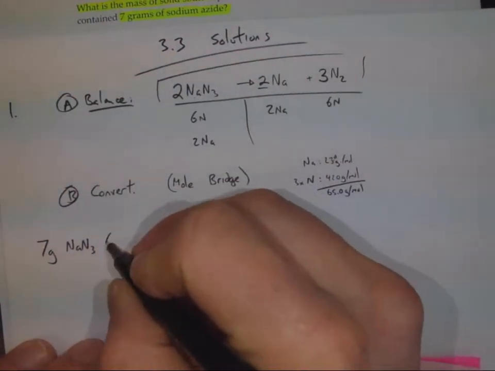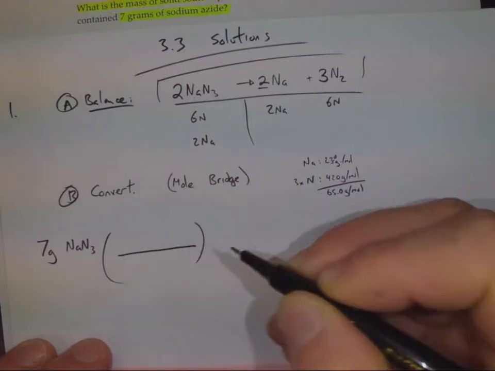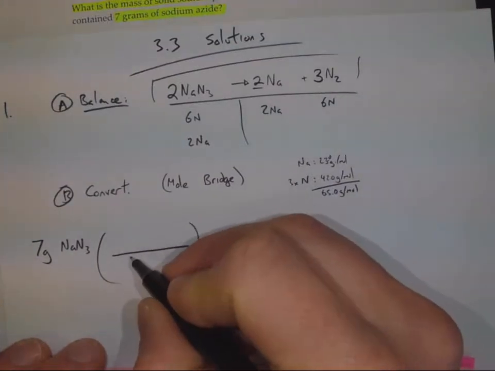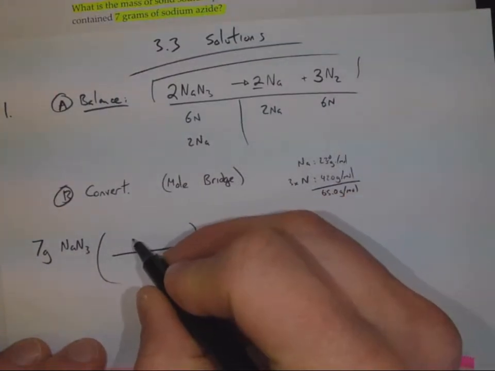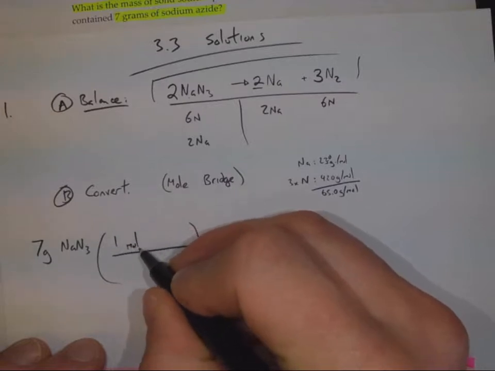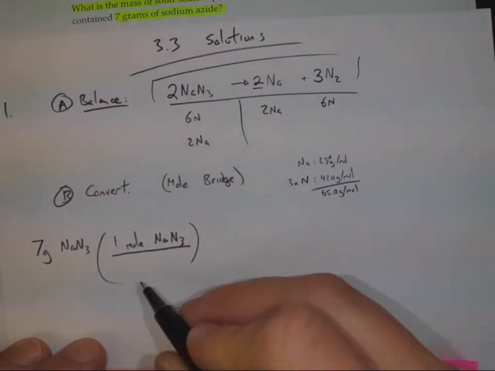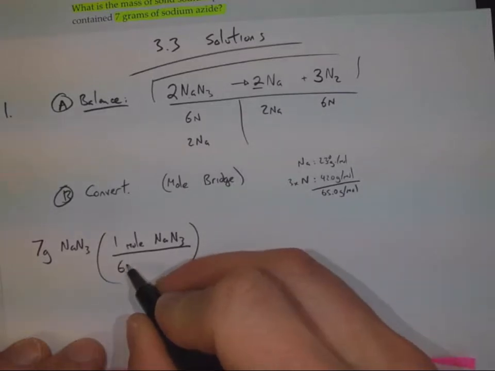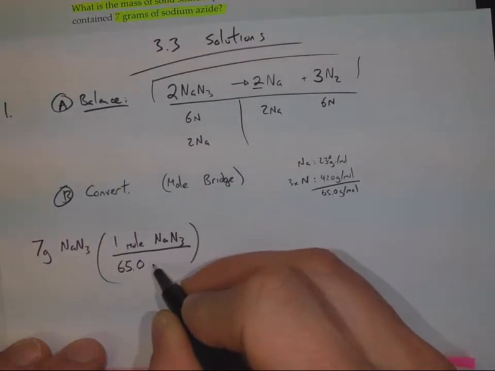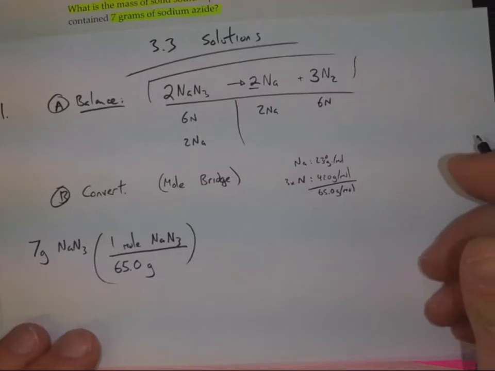So we'll multiply this out and use that molar mass. We want units of moles, so we'll have 1 mole of sodium azide up top, and we're going to cancel that with the number of grams that are in a mole, which is 65.0 grams.